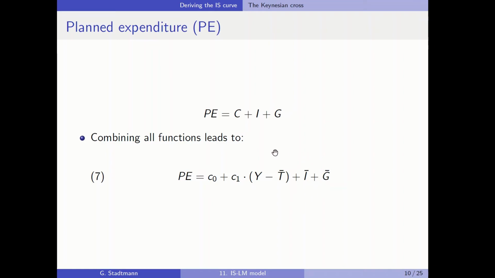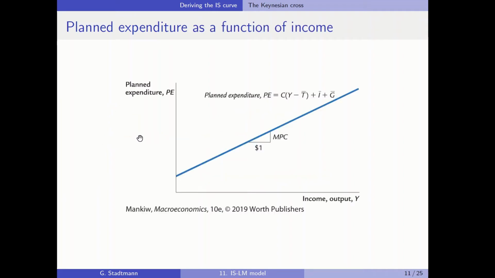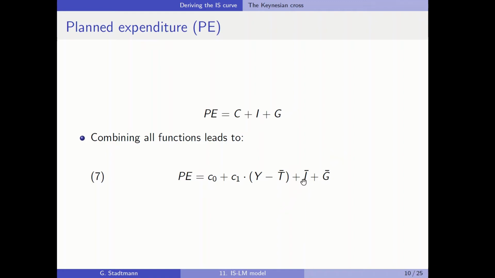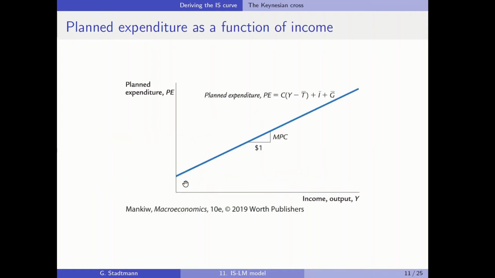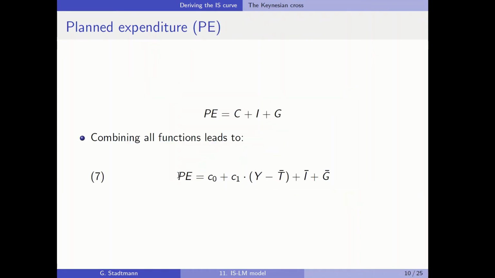In the following, we would like to graph this relationship, this function, in one figure where we put planned expenditure on the vertical axis and income and output on the horizontal axis. So planned expenditure on the vertical axis and Y on the right-hand side. We have here some autonomous components. They are positive, and therefore the curve starts at this point. This planned expenditure curve intersects with the vertical axis at a positive value because we have all these positive elements in the planned expenditure function.